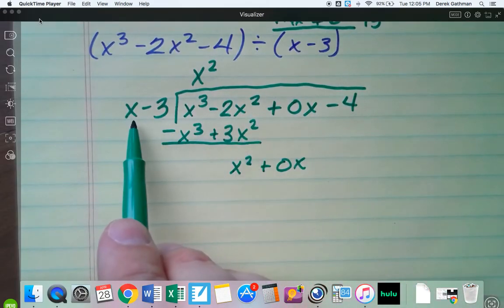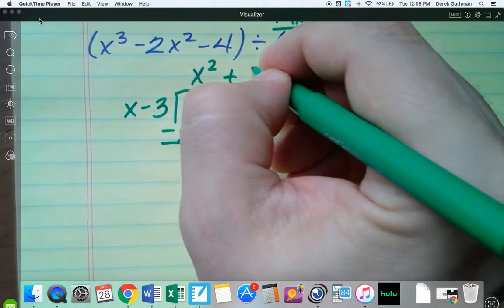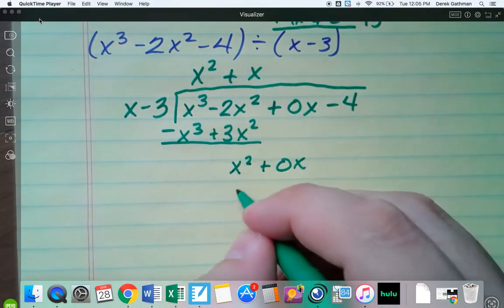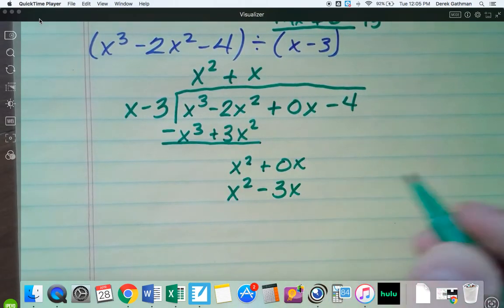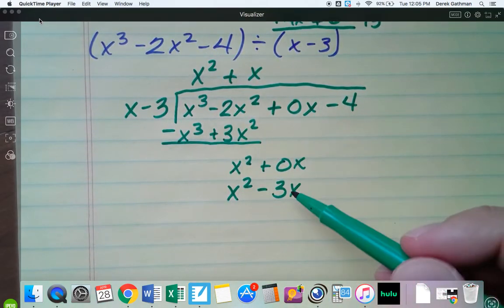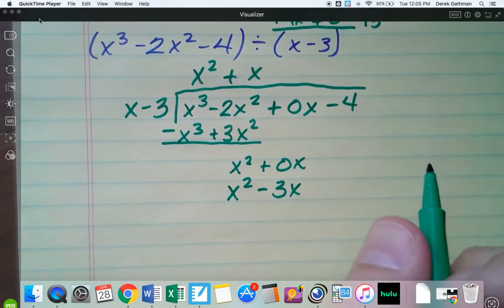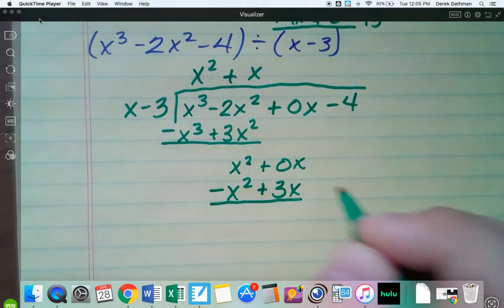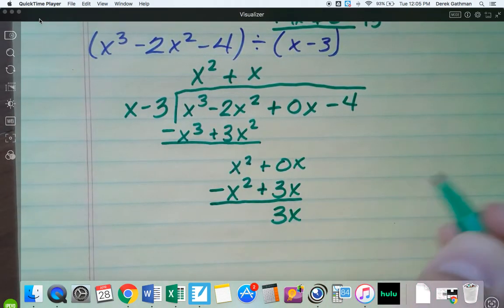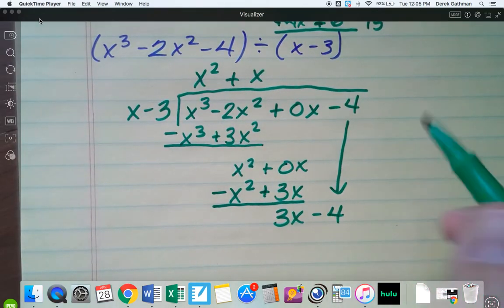What times x is going to give you x squared? Just x. x times x is x squared. x times a negative 3 is minus 3x. So that's where that 0x comes in because I have that term still. If I would have brought that 4 down, I would have had too many terms. So subtract, so I'm changing the sign of both, and I end up with 3x. Then I'm going to bring down my minus 4, and then I go back.